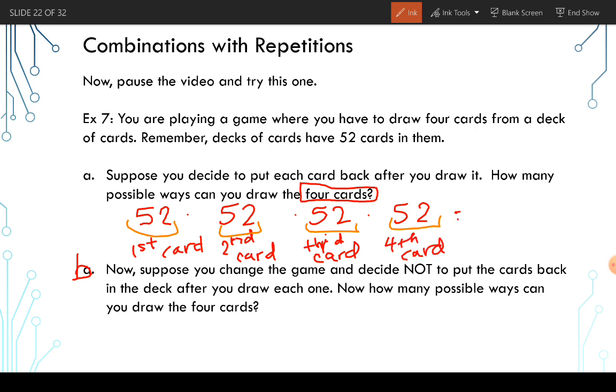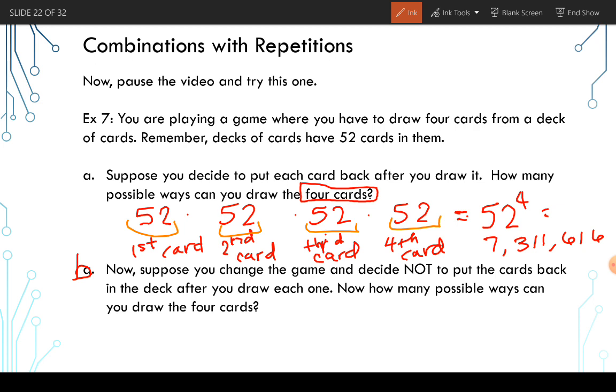So to get my answer, let's write this as a base raised to an exponent, 52 to the 4th power, which gives me 7,311,616 possible ways to draw 4 cards. Isn't that magnificent? That is amazing. Okay? All right.